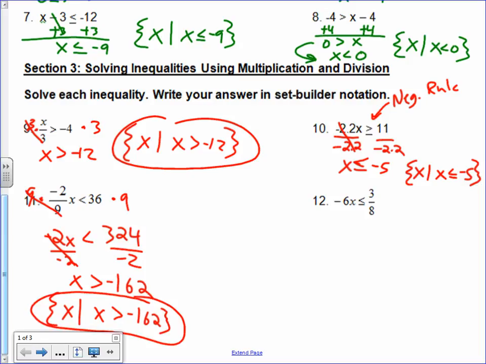All right, and then number 12. We're still trying to get the x by itself. Don't even worry about that 3x. If you want to change that to a decimal, you could write it as -6x is less than or equal to, I think it's 0.375. All right, but you divide both sides by -6.